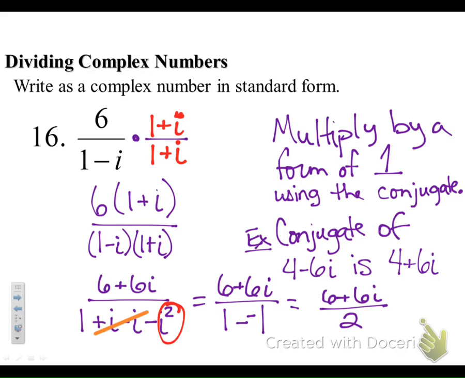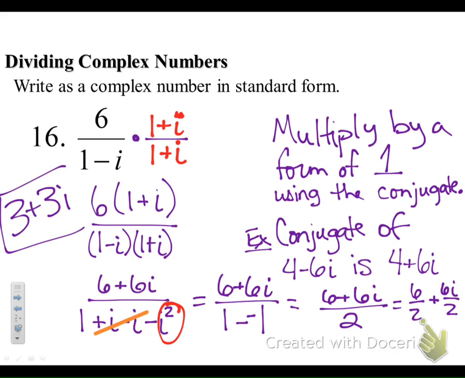Ooh, wait a second. That can't be my final answer. I notice everything is even. There's something about reducing. This can be rewritten as 6 divided by 2 over 6i divided by 2. So technically my final answer, 3 plus 3i. My apologies, answer up here.